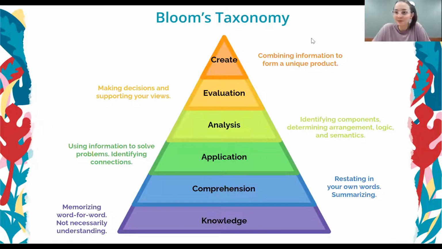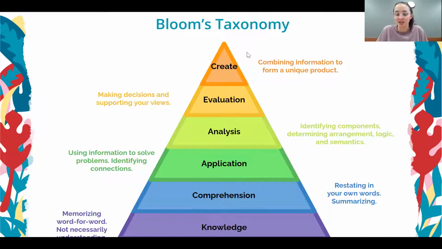So this beautiful pyramid you should be seeing on the screen right now is the idea of Bloom's taxonomy, which talks about the different levels of understanding information. So it starts down at the bottom. Basic understanding of information we refer to as knowledge. So you can memorize something word for word. Doesn't mean you necessarily understand what the information is telling you, but you can say it exactly how you learned it. Next up is comprehension.